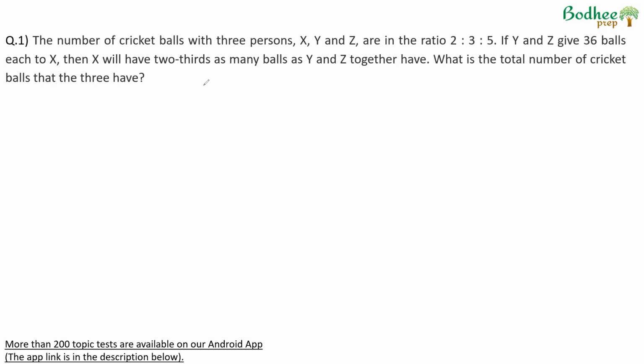Now, if we look at X, Y, Z, the number of balls suppose was 2x, 3x, and 5x. Y and Z give 36 balls each to X. So Y gives 36 balls, Z gives 36 balls. So now X will have 2x plus 36 plus 36, 72 balls. Y will have 3x minus 36. Z will have 5x minus 36. And because of this, it says X will have 2/3 as many balls. So X is equal to 2/3 of what Y and Z have together.